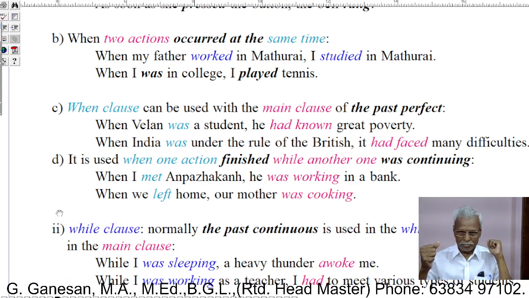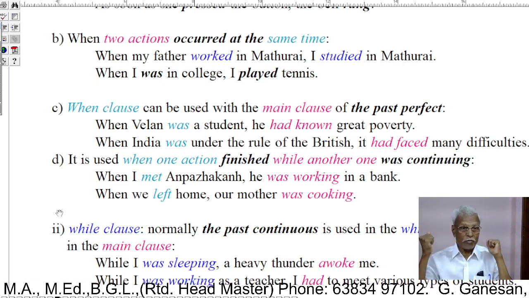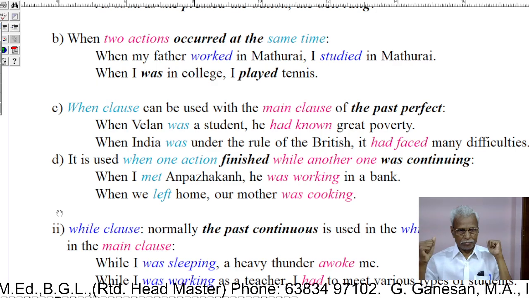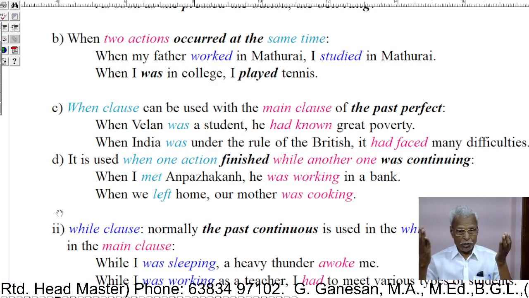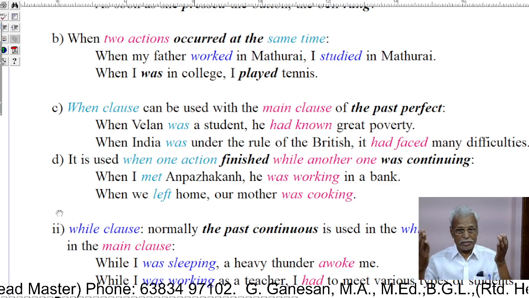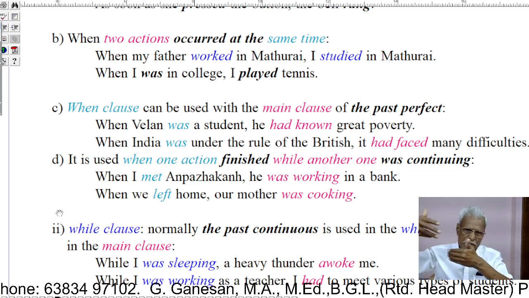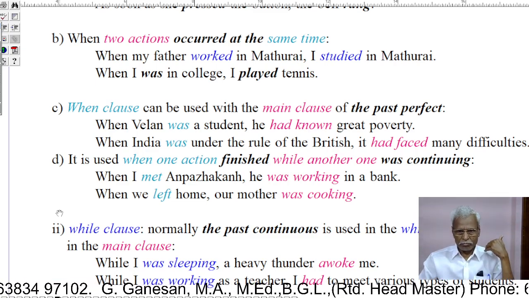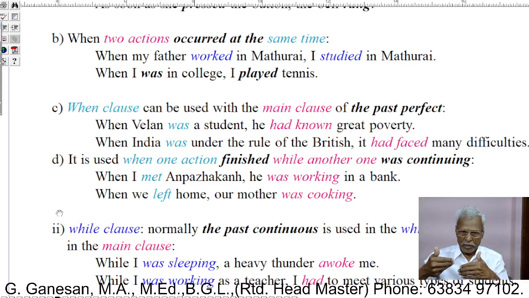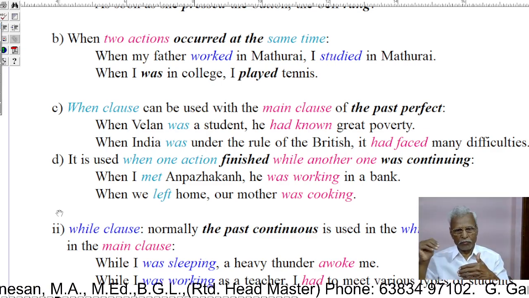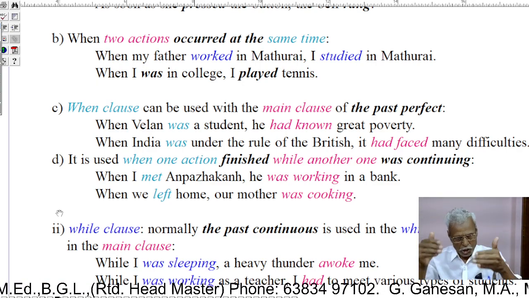What was it? Poverty, yes. So he says, when Velan was a student, he had known, he had felt great poverty. He had felt it earlier, and that was going on. The poverty he had experienced was not only when he was a student, but before the time of his speaking.